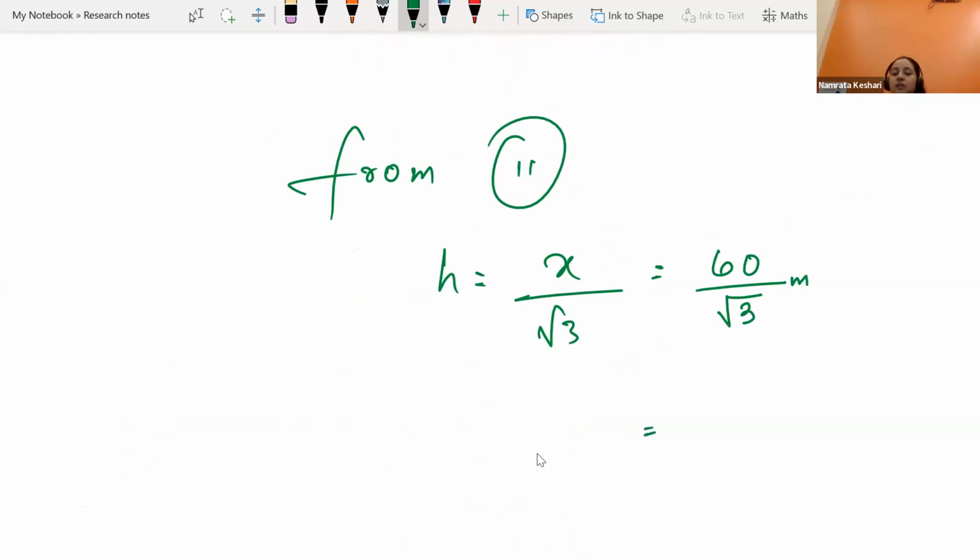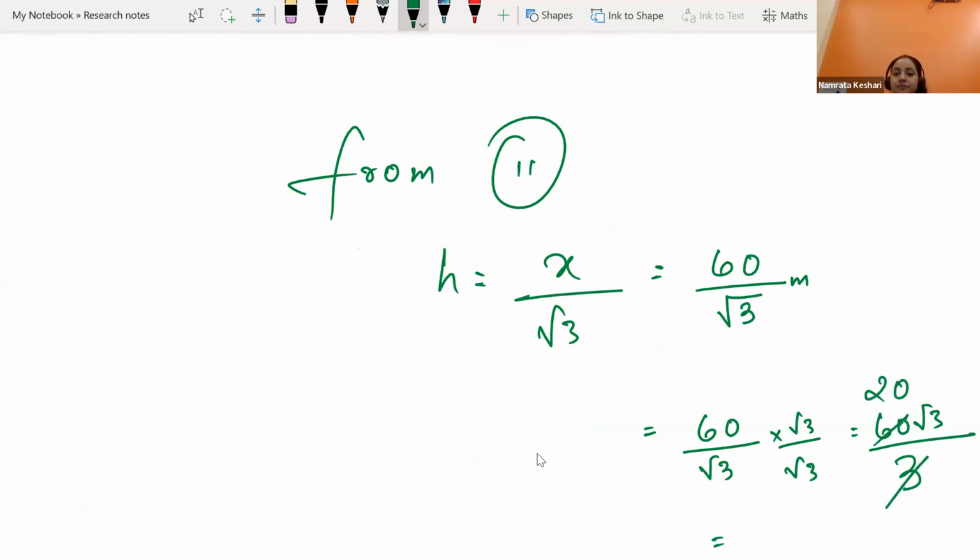Okay, then I got my height as, it's like root 3x. Okay, Aisha, please send it to me on our WhatsApp number, I'll check it. Can you see the height? I have always told you not to leave the answer like this: 60 by root 3. Yes, fine.